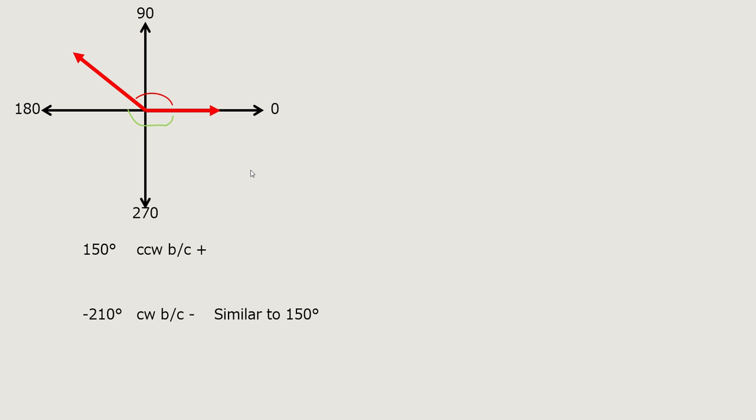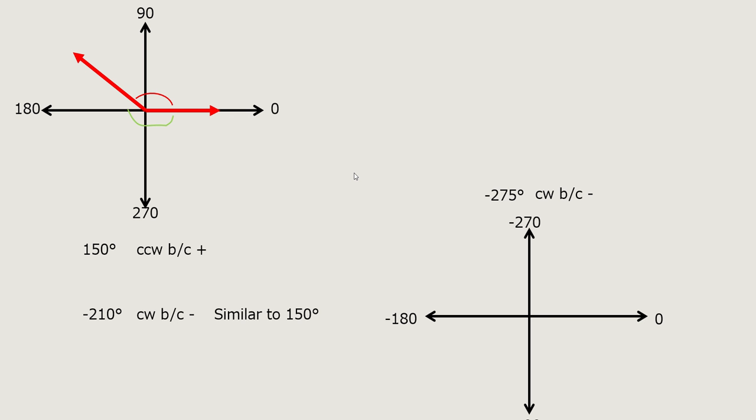So I want to show you one more example of these types of angles. So let's start off graphing negative 275 degrees. Again, we need to first identify movement. This is a clockwise movement because it is negative.